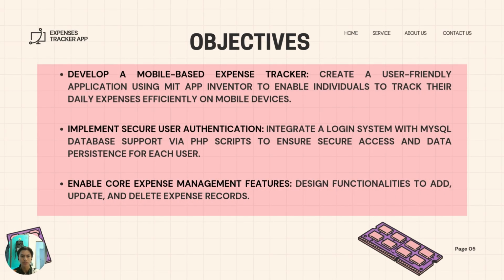Moving on to the objectives, there are three objectives for this project. The first objective is to develop a mobile-based expense tracker. The first objective aims to create a user-friendly application using MIT App Inventor to enable individuals to track their daily expenses efficiently on mobile devices.